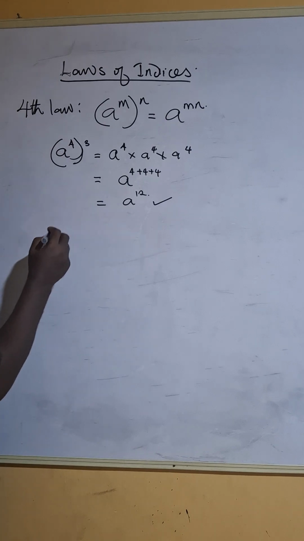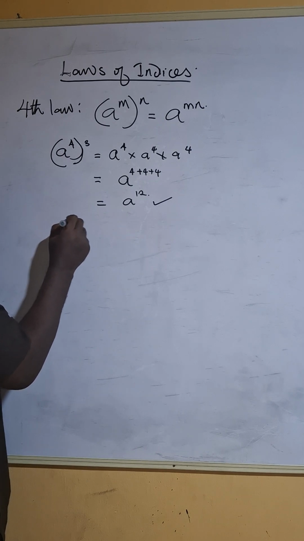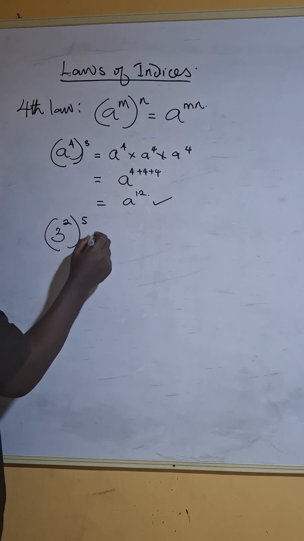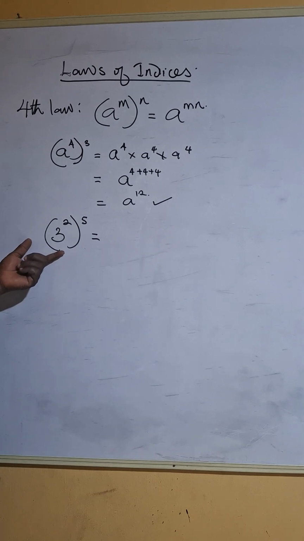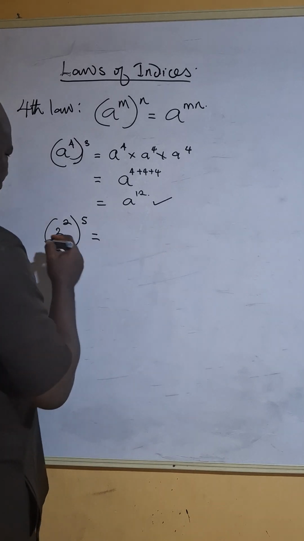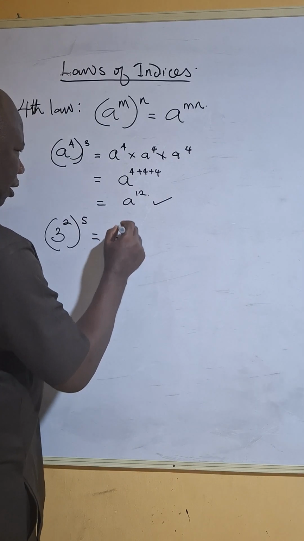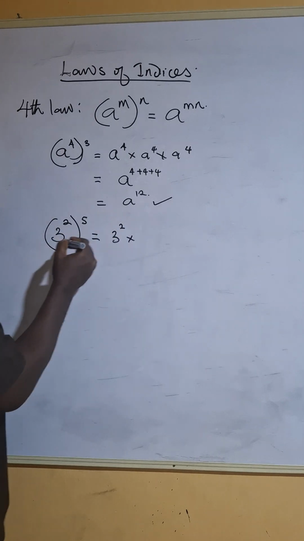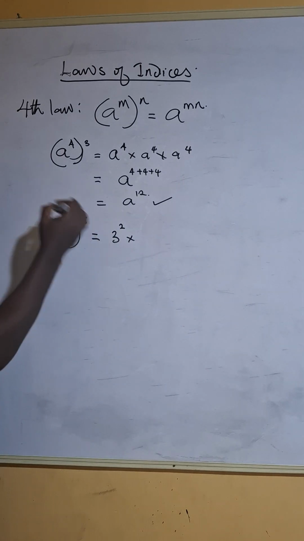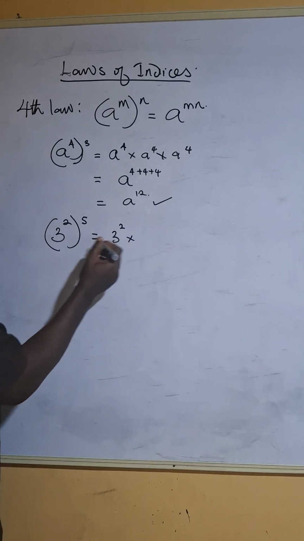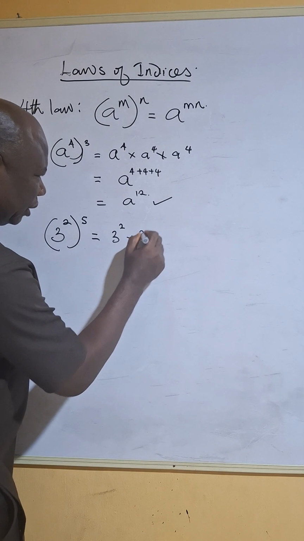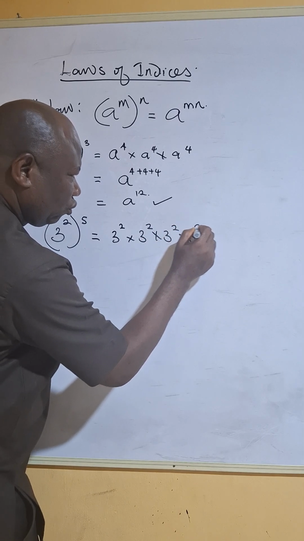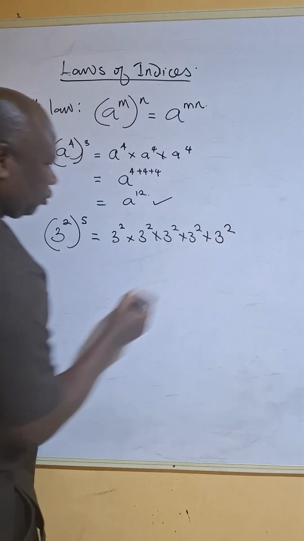Secondly, if you have 3 raised to power 2, into 5, let's use the conventional method here. This one means 3 raised to power 2, 5 times, that is 3 raised to power 2 into 5 places. So at the end of the day, we have 3 raised to power 2 times 3 raised to power 2 times 3 raised to power 2 times 3 raised to power 2 times another 3 raised to power 2.